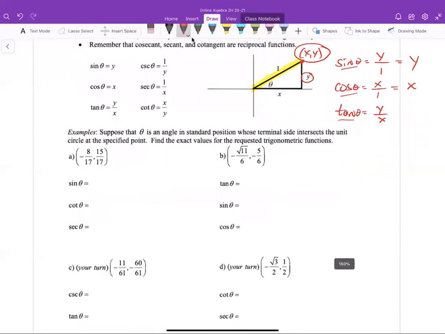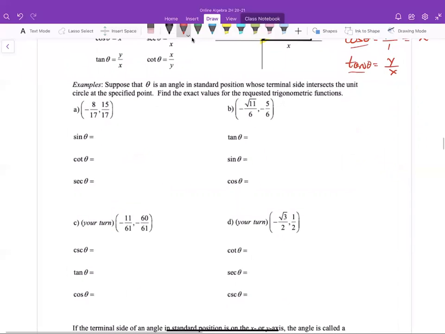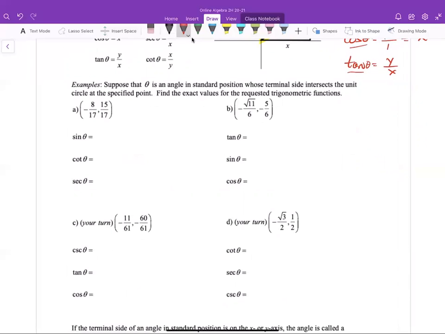So let's do some problems. Suppose that theta is an angle in standard position whose terminal side intersects the unit circle at the specified point. So we know this is my x value, comma, this is my y value. Sine is the y value, so that is 15 over 17.